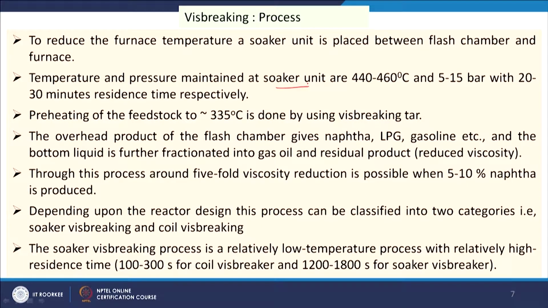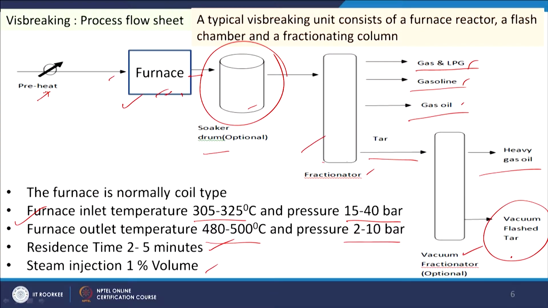So, this is the Visbreaking process, and as we have discussed, the soaker drum helps to reduce the time in the furnace. The temperature and pressure maintained at the soaker unit are around 440 to 460 degree centigrade and 5 to 15 bar with 20 to 30 minutes residence time. Preheating of the feedstock to 335 degree centigrade is done by using Visbreaking tar; some part of the Visbreaking tar obtained is used for heating this.